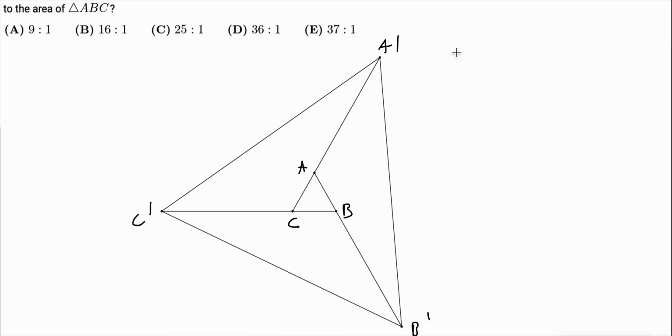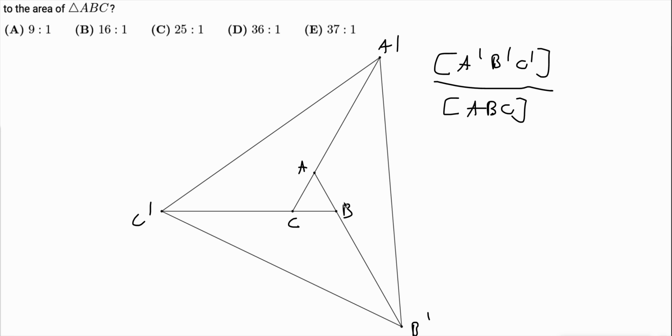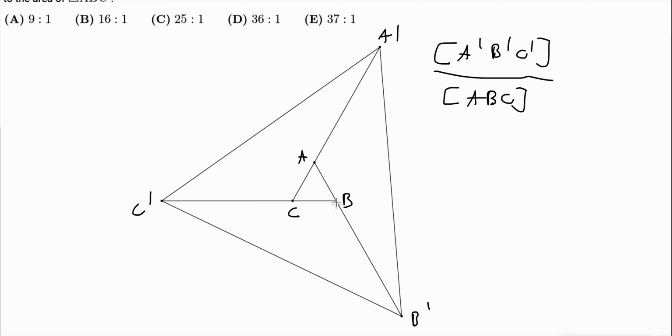We want to find the area ratio of A prime, B prime, C prime, this larger triangle, to the smaller triangle, just ABC. We know that these are both equilateral triangles, and it's almost as if we took this small triangle and sort of spiraled it out to make this larger triangle. So first we make it bigger, and then we slightly rotate it, and then it becomes this bigger triangle, but we want to find the area.